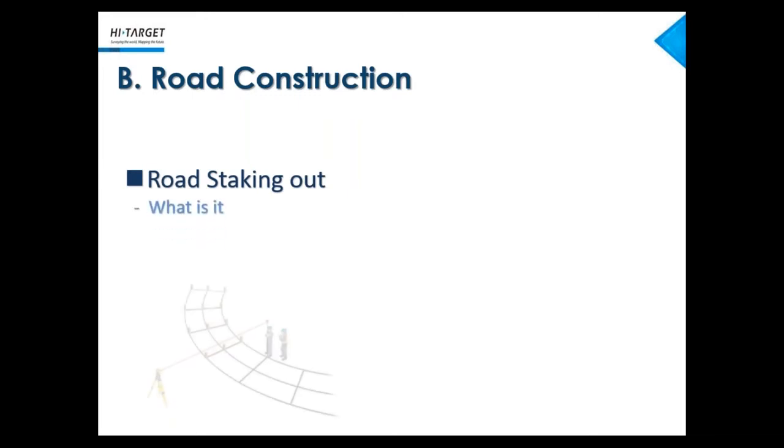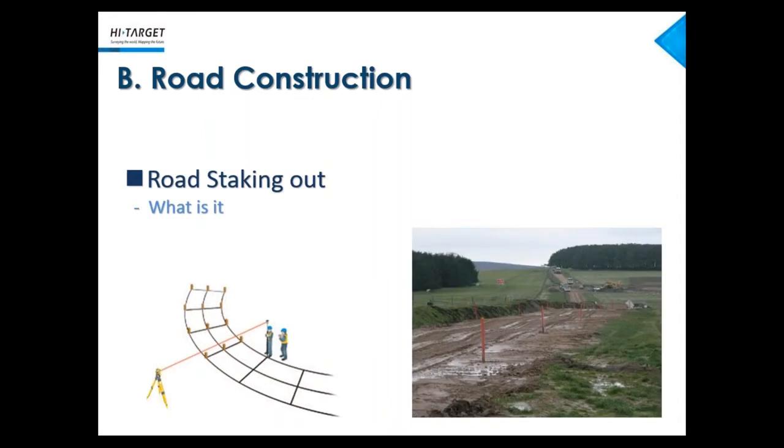So what we need to stake out is the points from the polyline. And also we need to stake out the points of the side of the road corresponding to different points in the center line. Just like this, these are all the side points which have been staked out and marked there.